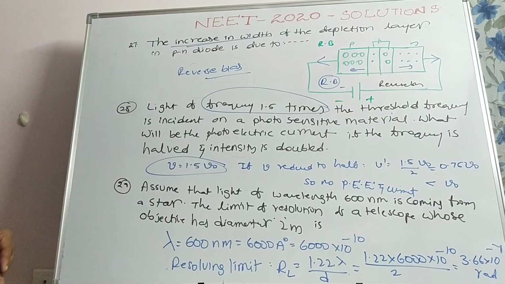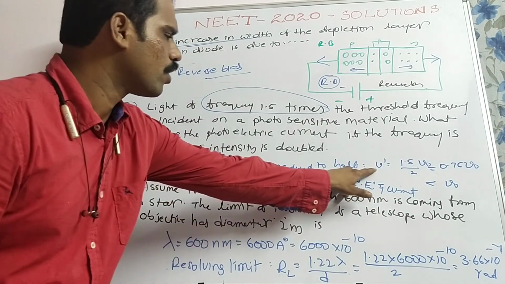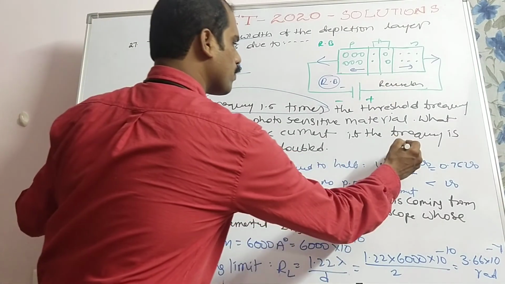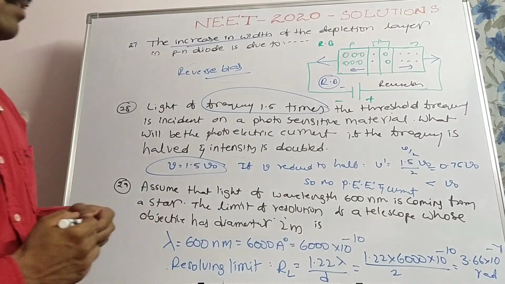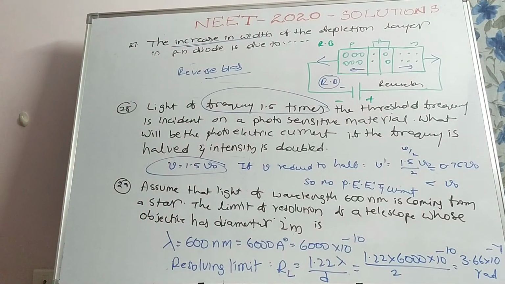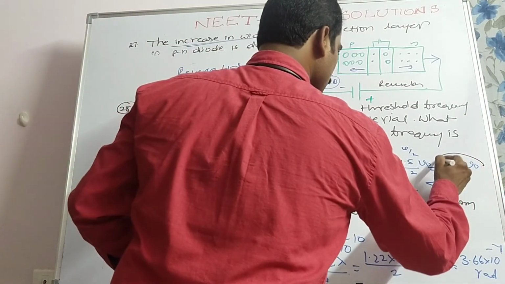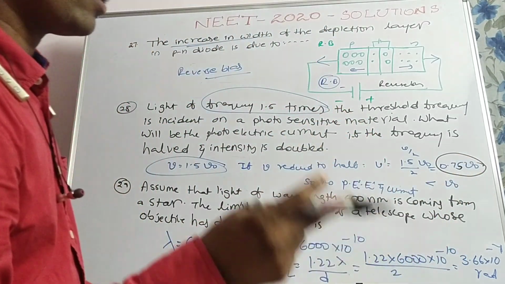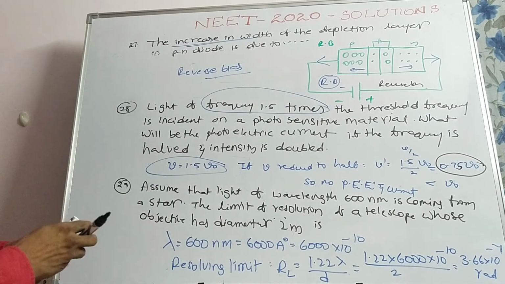If nu is reduced to half, nu dash becomes 1.5 nu naught by 2. So the answer will be 0.75 nu naught. But this 0.75 nu naught is lesser than the threshold frequency.